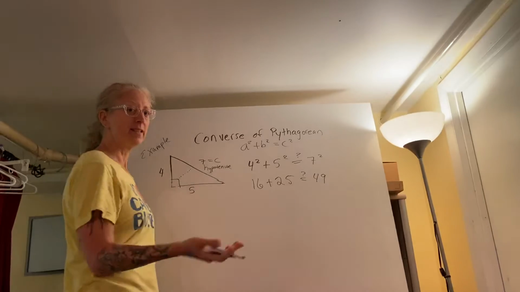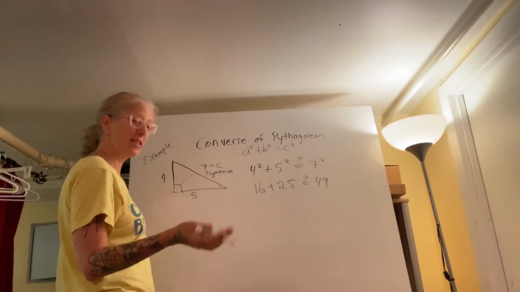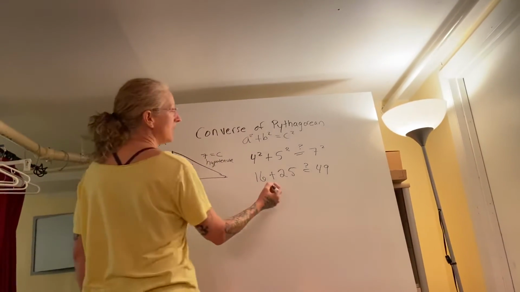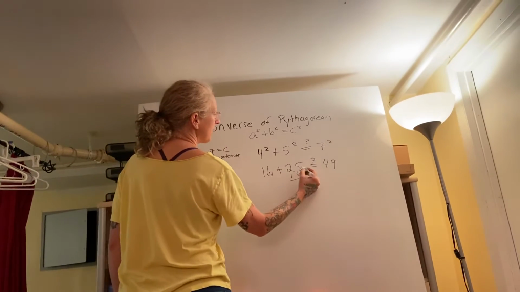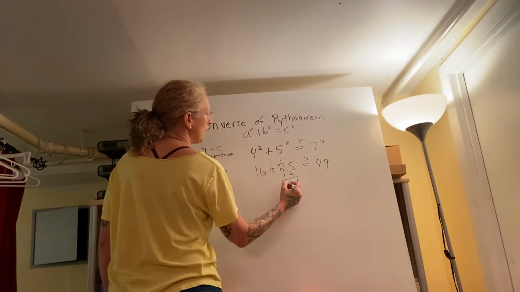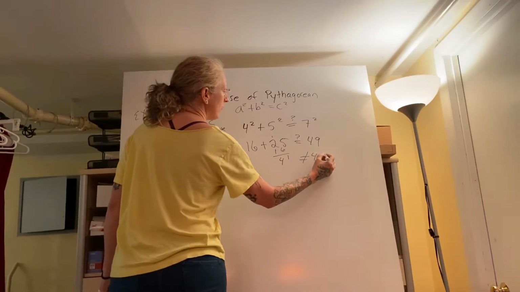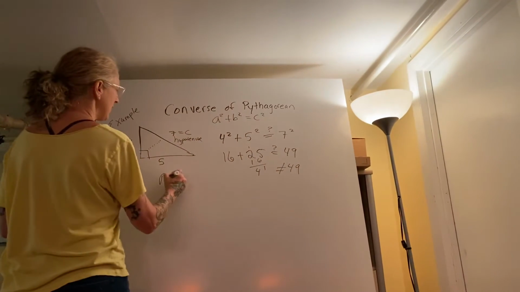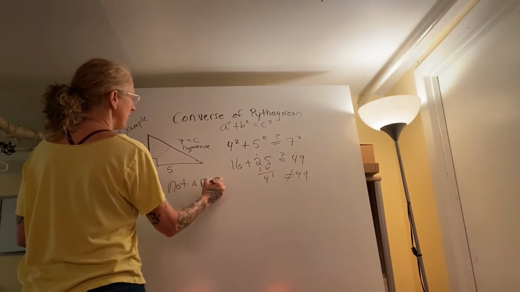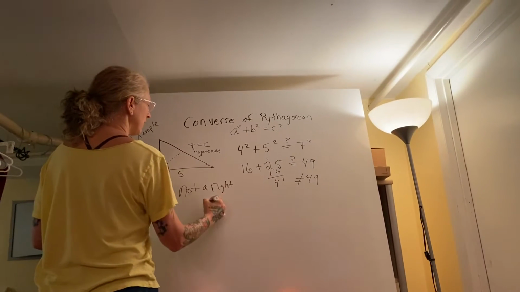If it does, then it's a right triangle. If it doesn't, then it's not a right triangle. That's as easy as it is. So 16 plus 25, 5 plus 6 is 11. So this is 41. 41 does not equal 49, so this is not a right triangle.